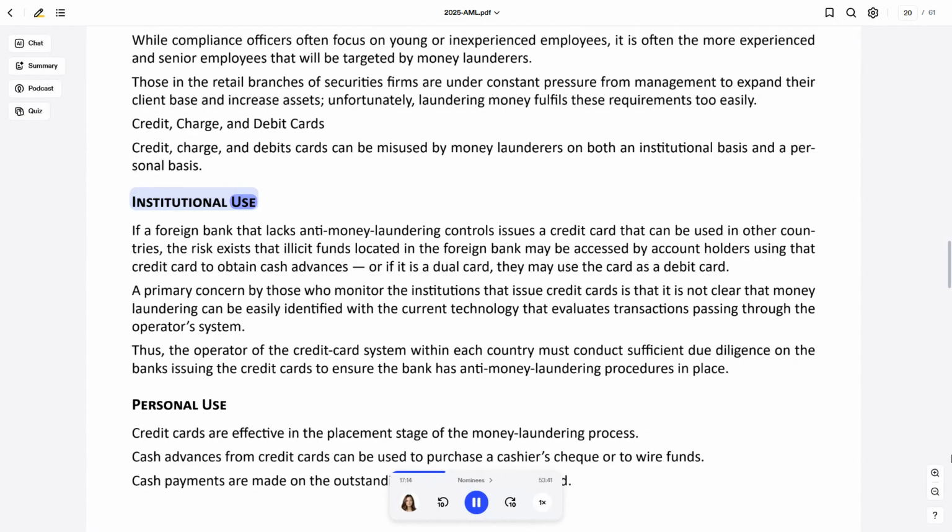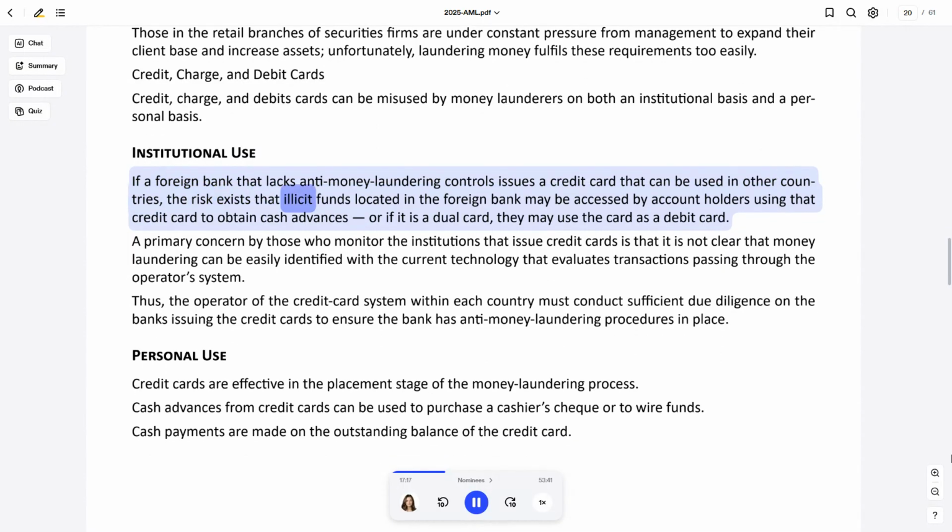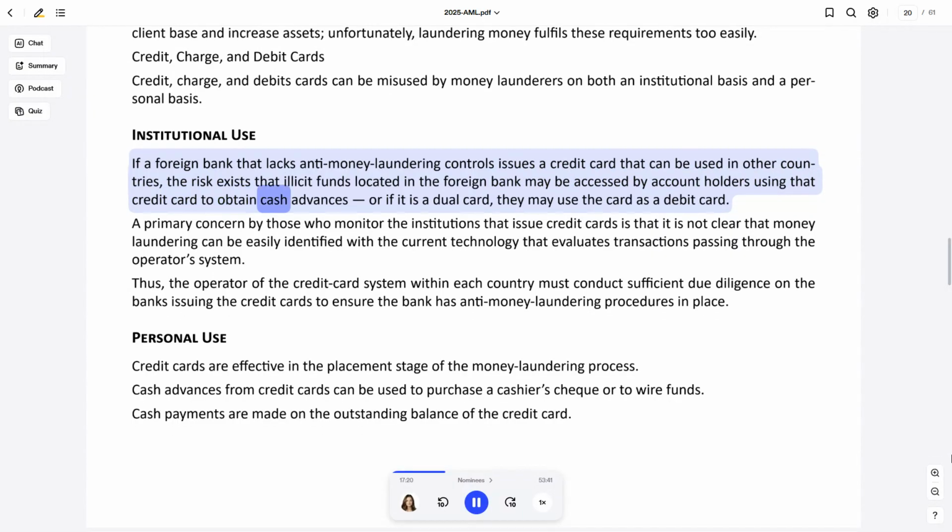Institutional use. If a foreign bank that lacks anti-money laundering controls issues a credit card that can be used in other countries, the risk exists that illicit funds located in the foreign bank may be accessed by account holders using that credit card to obtain cash advances. Or if it is a dual card, they may use the card as a debit card.